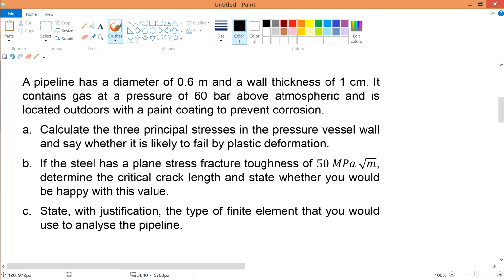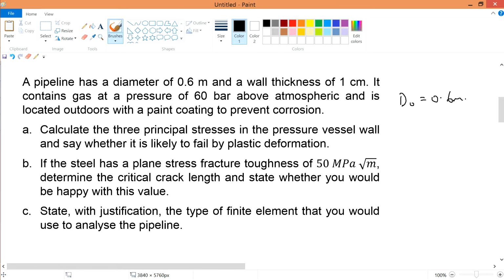We have a pipeline that has a diameter of 0.6 meter. Normally you need to know whether this is an outer diameter, radius, or inner diameter. In this case, it's actually an outer one. We're not informed, but never mind. So 0.3 meter is our radius, the outer radius is 0.3 meter, or you can also use the diameter itself, equal to 0.6 meter.